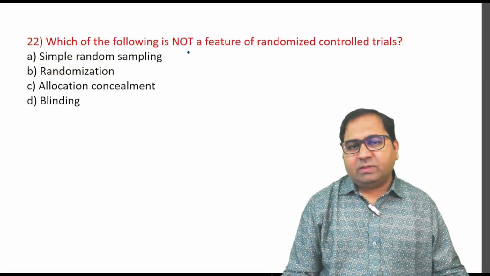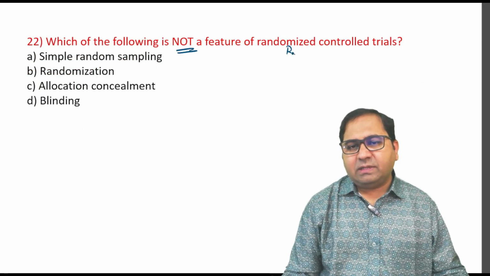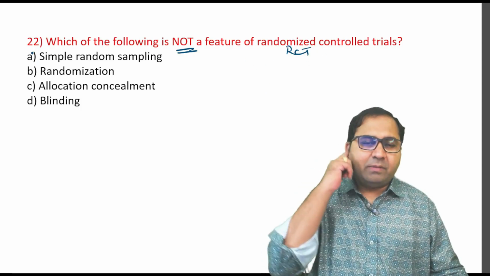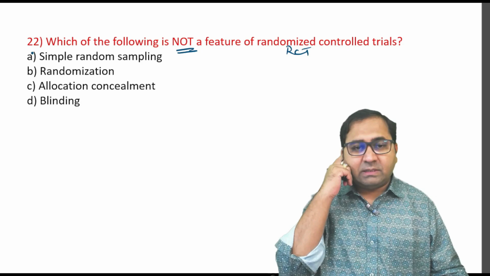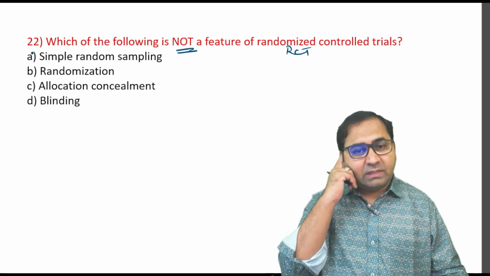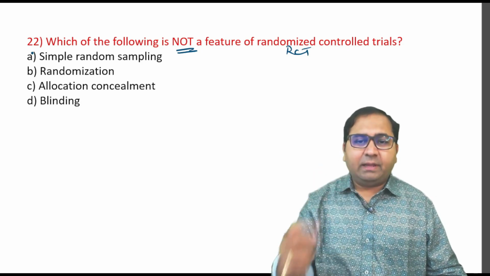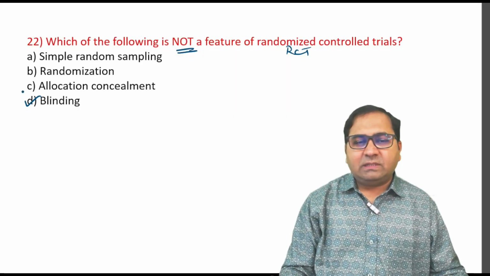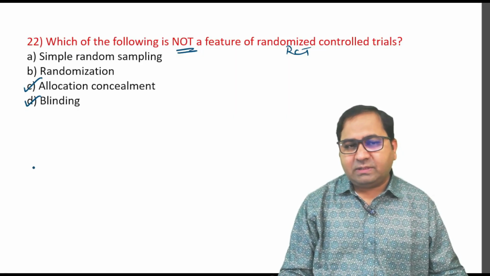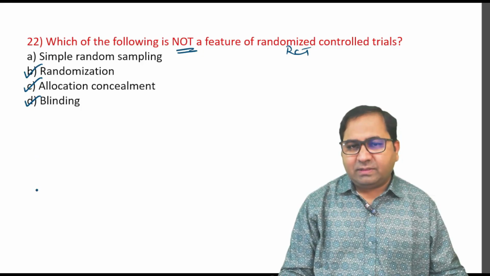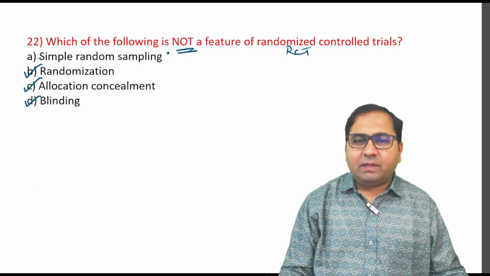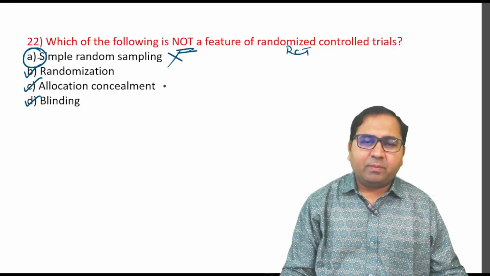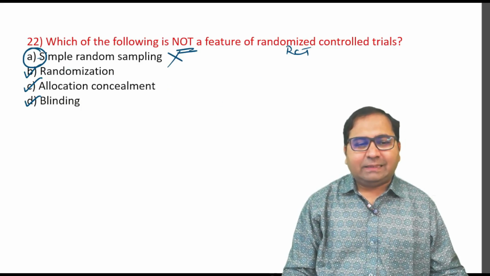Next question. Which of the following is not a feature of RCT, randomized control trial? The options are A, simple random sampling, B, randomization, C, allocation concealment, or D, blinding. So which is not a feature? We know that blinding is a feature. We just saw allocation concealment is a feature. We know randomization is a feature. Simple random sampling is not a feature. So the answer for our question is option number A, simple random sampling.